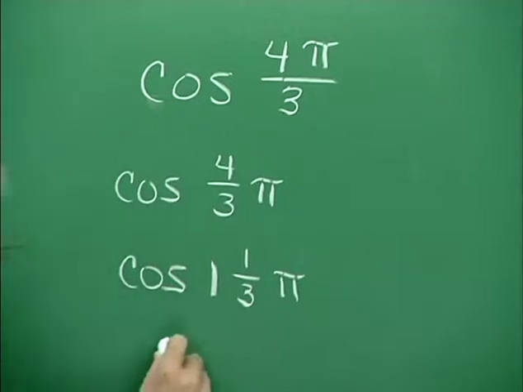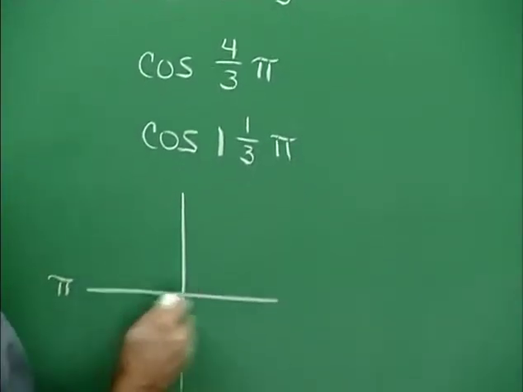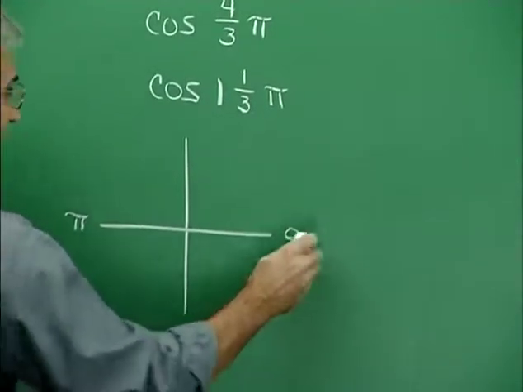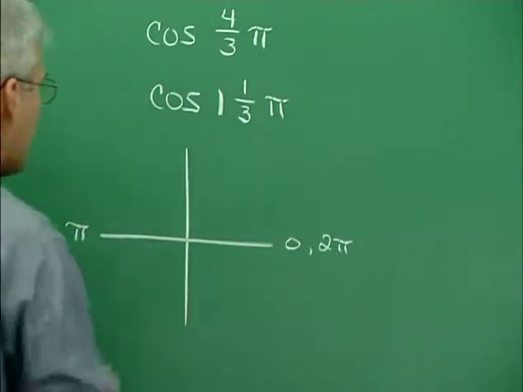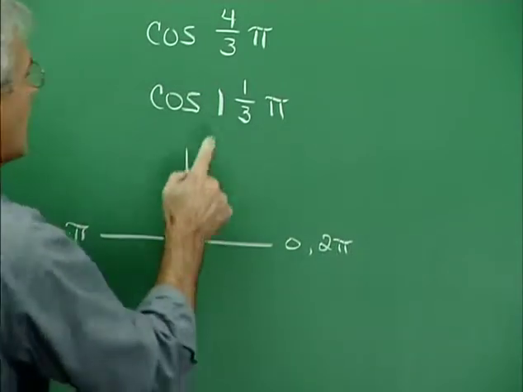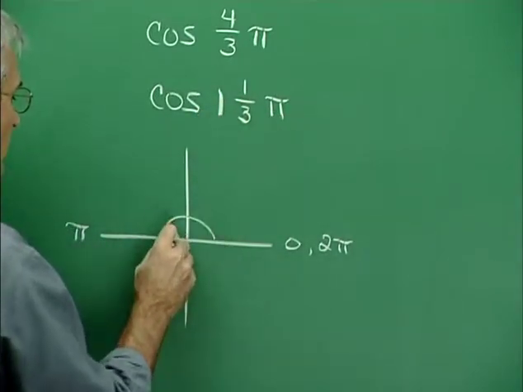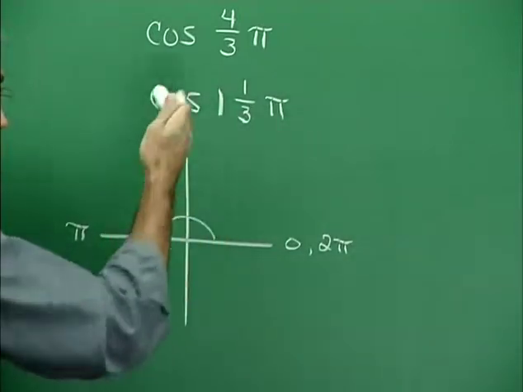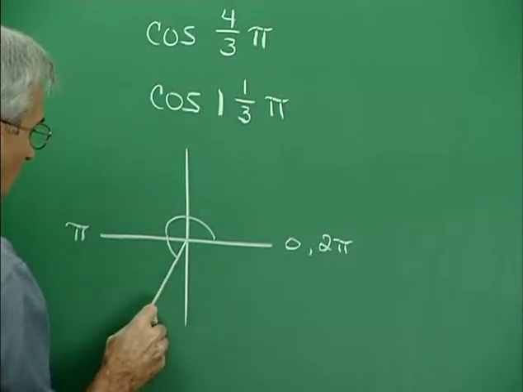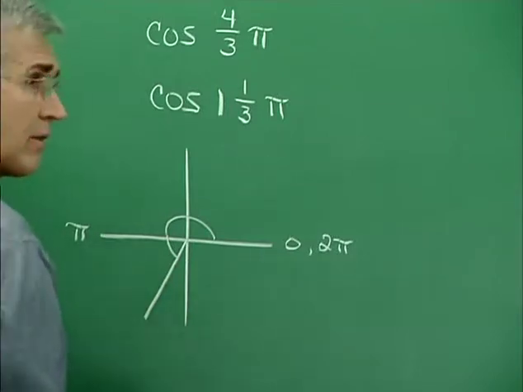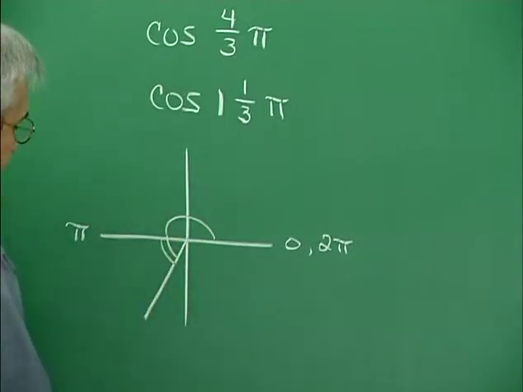Oh, good. Now I can think about the coordinate plane. I know that this is pi, this is 0, and it's also 2 pi if I go all the way around, in terms of radian measure. This is pi over 2. Now, 1 1/3 pi. 1 pi would be an angle to this point. 1/3 beyond that, 1 1/3 pi, would take us around to maybe right in here. Okay, good. Now we have an angle in the third quadrant, and I have a reference angle right in here.